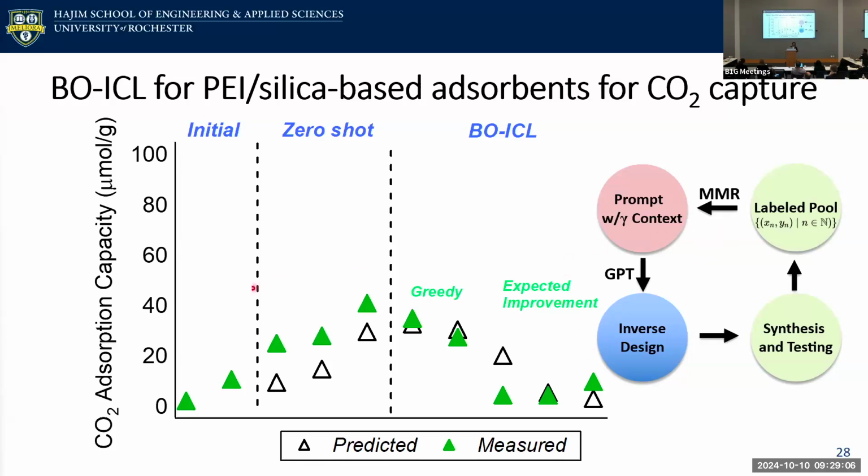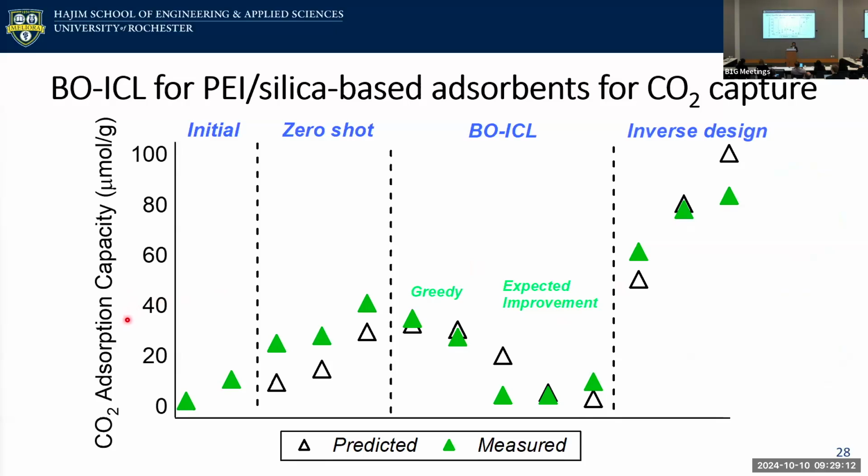So we decided, let's just feed all of these experiments in for context, and then we'll ask the model for a sample with a CO2 absorption capacity of 50 micromoles per gram, and then we'll make it and we'll run it. And so we did that for 50, the prediction was okay. For 80, it hit it spot on, and then we asked for 100 and it couldn't quite get there.